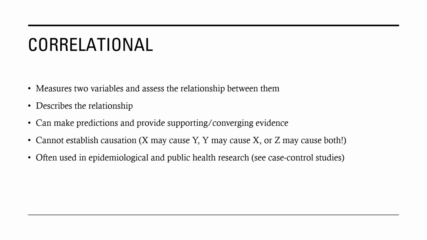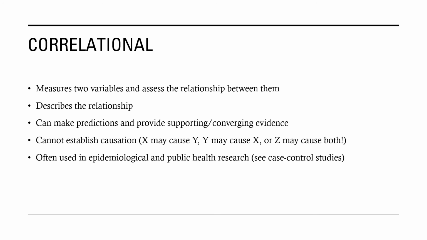Now we'll move on to correlational research designs. This just simply measures two variables and assesses the relationships between them. They describe the relationship. You can even make predictions from these. You can say if one variable goes up, the other variable goes down. Or if one goes down, the other goes up. Or they might both go up or both go down at the same time.